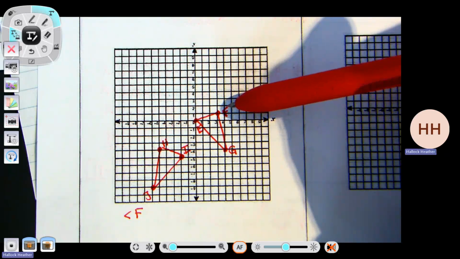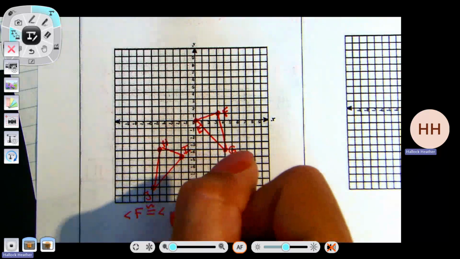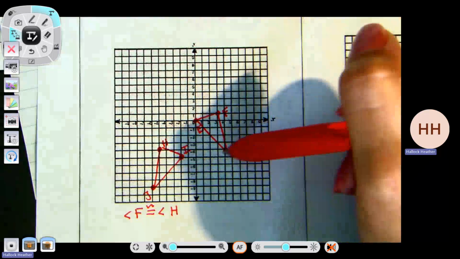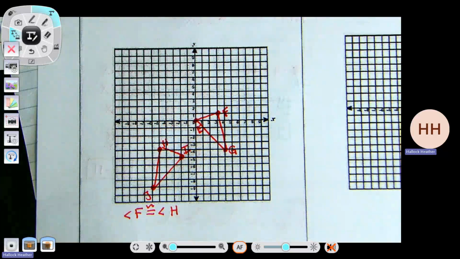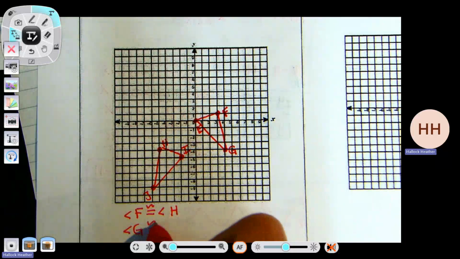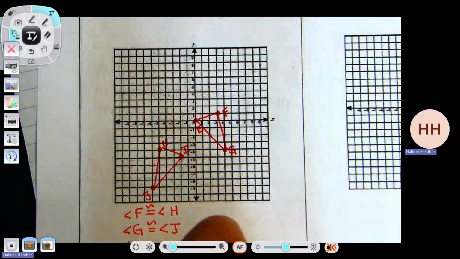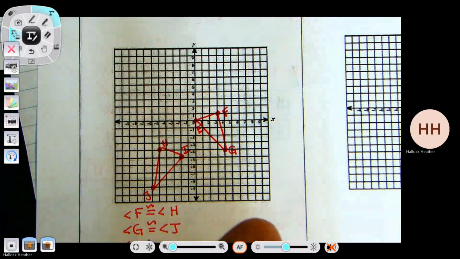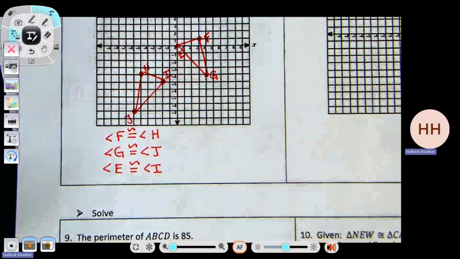No, it's not I. It's H. This one's a little tricky because it almost looks like an isosceles triangle, but it's actually kind of rotating around. The one you're going to have to do is a right triangle, so you'll easily be able to tell. Let's do angle G. What does G match with? J. And then angle E is going to match with what? Angle I.